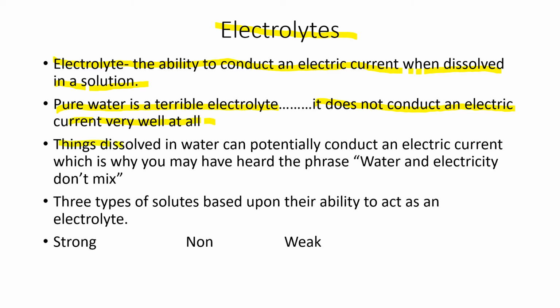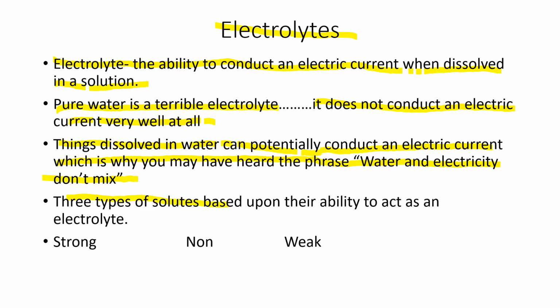It's the things that can be dissolved in water that can potentially conduct an electric current, which is why you may have heard the phrase, water and electricity don't mix. It's not so much that the water and the electricity don't mix, it's the things dissolved in the water that can cause problems with conducting an electric current through that solution. So that's why you don't often do plumbing and electrical work at the same time. Not so much because the water conducts the electricity, but because the things dissolved in the water are capable of having that solution conduct electricity.